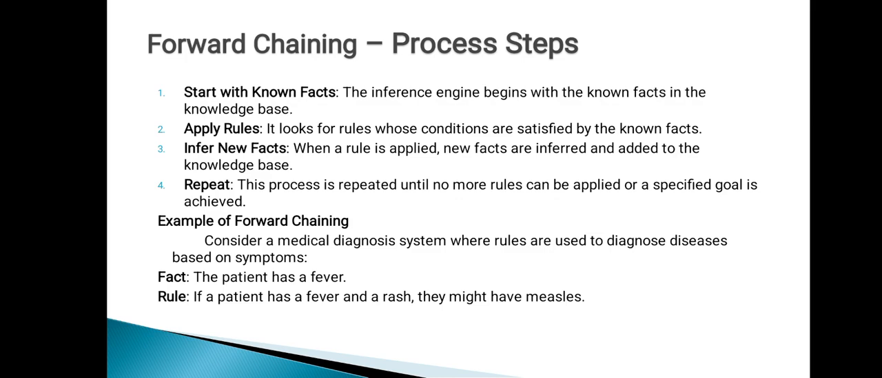Let us understand this with a medical diagnosis example. Suppose the known fact is that the patient has a fever. Another rule says if a patient has both fever and rashes, the patient has measles. The system later receives the additional fact that the patient also has rashes. It combines both facts and concludes the patient may have measles. This illustrates how forward chaining builds knowledge from existing facts.